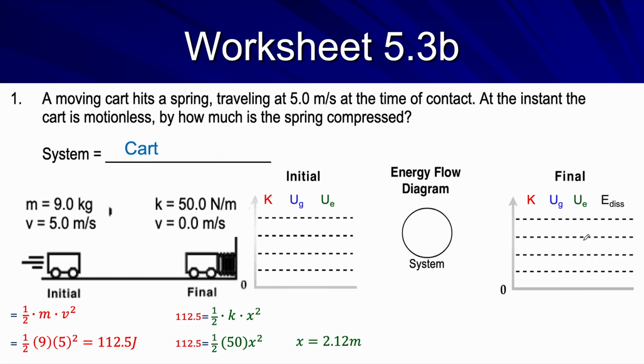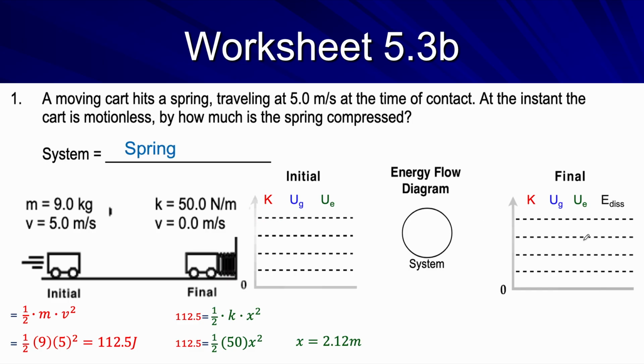What if we change my system to just the cart? Well, all my calculations stay the same down below for how far the spring is compressed. But now my energy diagram would just be kinetic energy to begin with and no energy at the end. The cart is not moving. So now my energy flow diagram, I'd have to have 112.5 joules leaving the cart. Yeah, it's going to the spring, but because the spring is no longer part of my system, it looks like it's leaving the system. Again, the direction you draw that arrow is not important. It's just got to leave that circle.